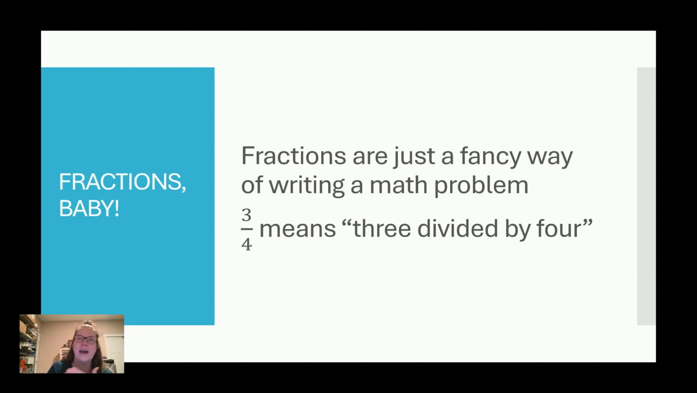We know that 3 divided by 4 is also represented visually as one whole cut into four pieces, and we're taking 3 of them, right? 3/4. Okay.